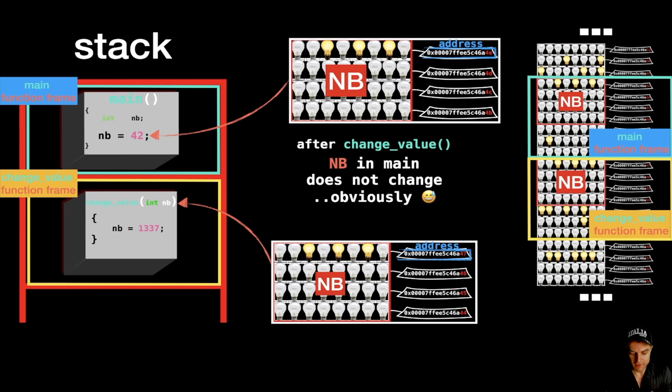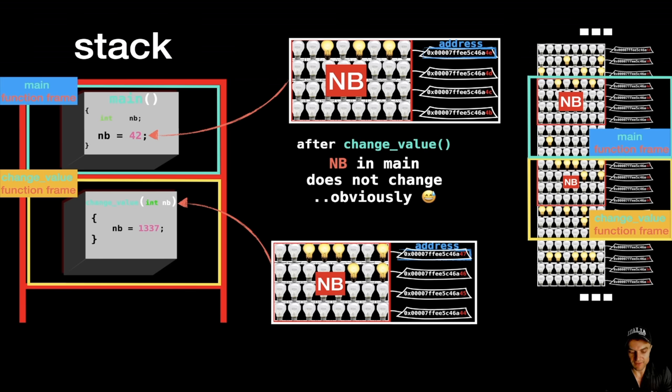We have our variable in change value that, boom, is changing its value. As you can see, I've changed the binary configuration. Now this binary state is representing the value 1337. But then what is going to happen?